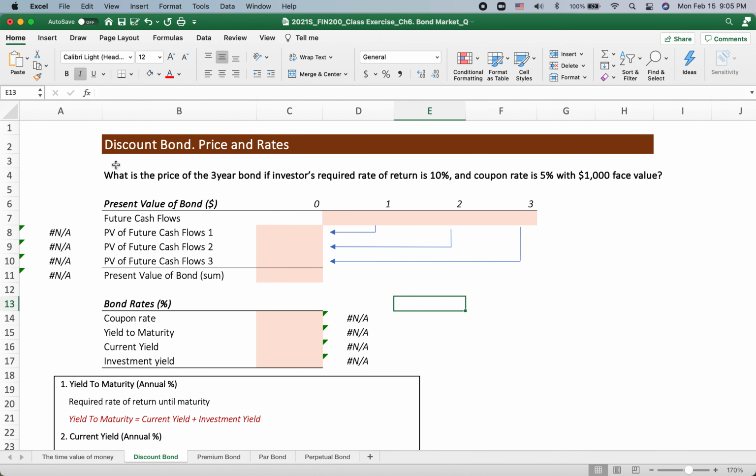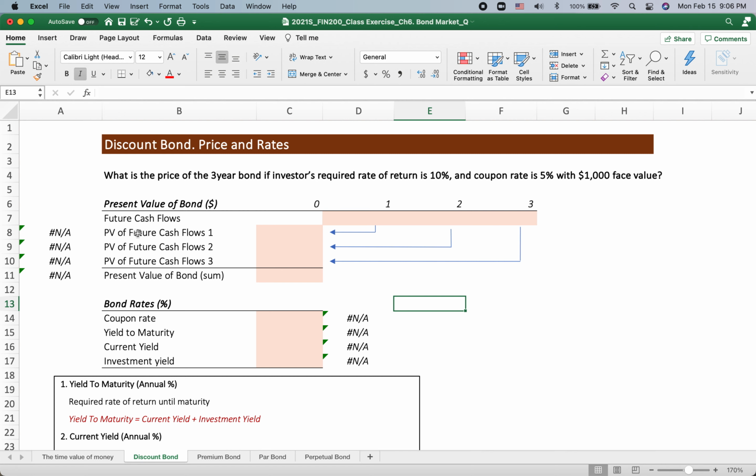So let's start with the discount bond. What is the discount bond? A discount bond is when the investor's required rate of return, or the market rate of return, or the discount rate, is greater than the coupon rate provided by the bond issuer. So what is the price of a 3-year bond if the investor required rate of return is 10% and the coupon rate is 5% with $1,000 face value? This is the case of a discount bond.